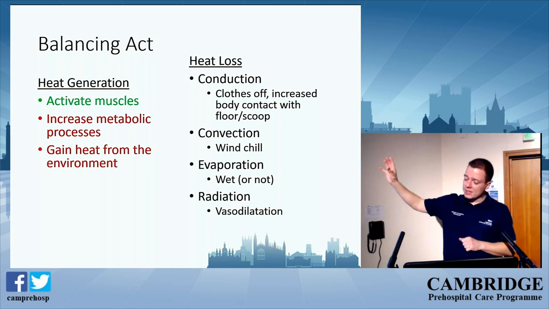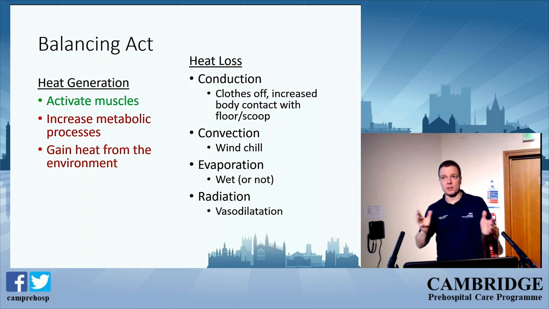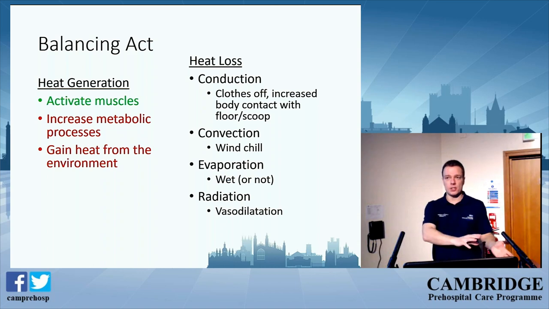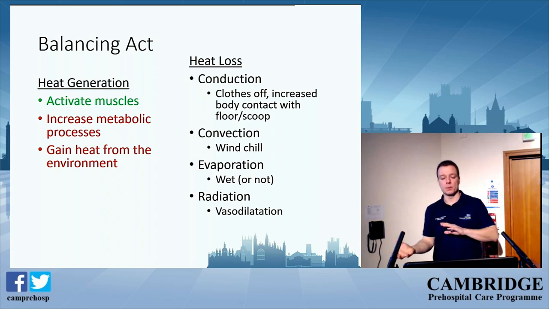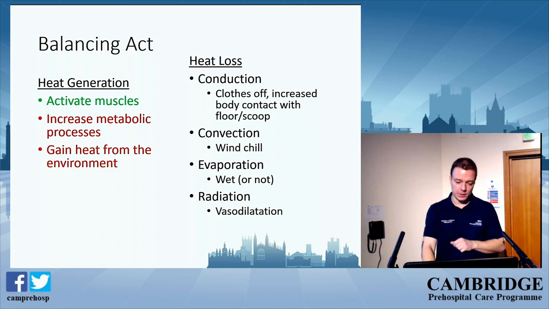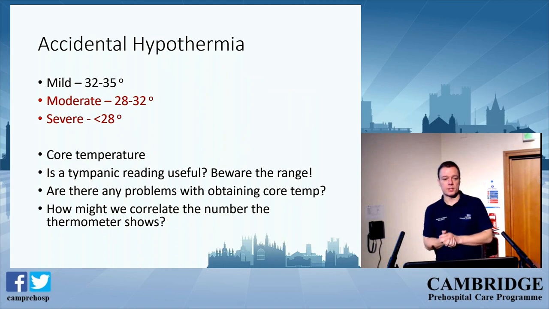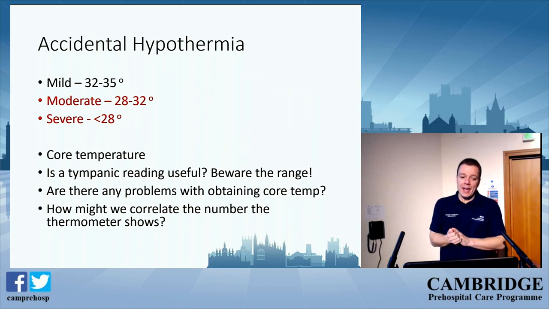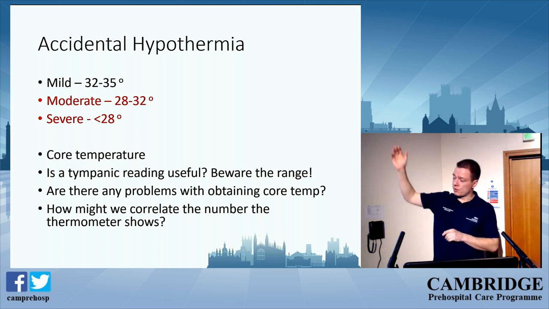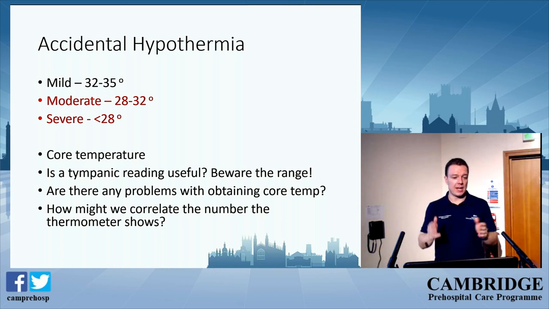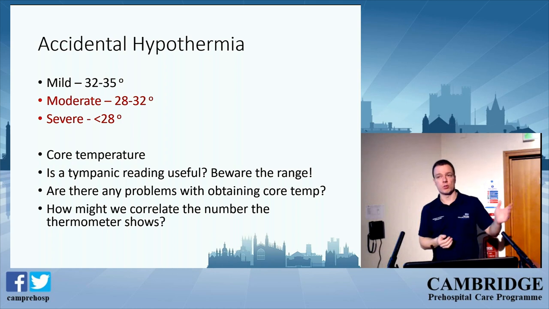So just with some simple physics, we can start to piece together why our patients are getting cold and how we can help them get warm again, or at least prevent further heat loss. So let's move into the nuts and bolts of hypothermia then. So let's start with some definitions. And it sounds quite simple: mild, moderate, and severe. There's some temperature ranges there: 32 to 35 for mild, moderate, 28 to 32, and severe, less than 28.